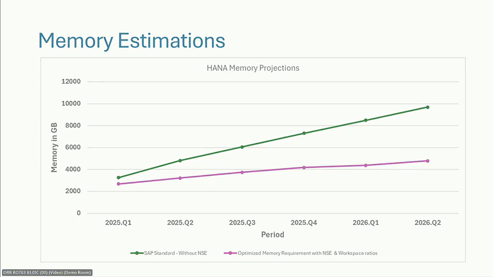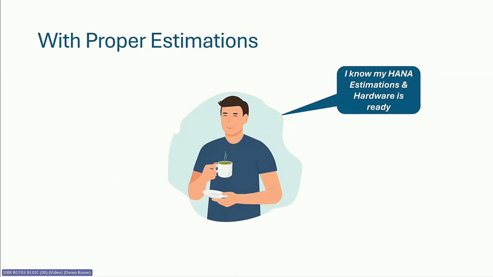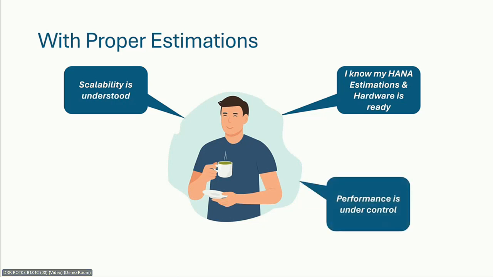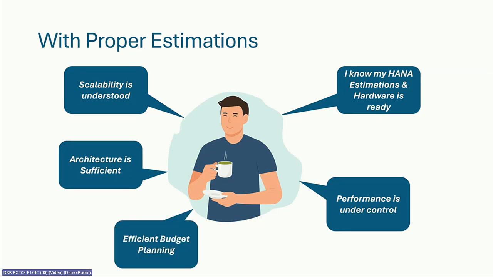So the key takeaways: with proper estimations, I know my hardware is ready. I can make better planning. I understand my scalability; I know when I will hit my scale-out architecture. My performance is reasonably under control. And like I said before, my architecture is sufficient. Of course, it will also enable you to make an efficient budget plan. You will bring some transparency to the management, which is never an easy task.